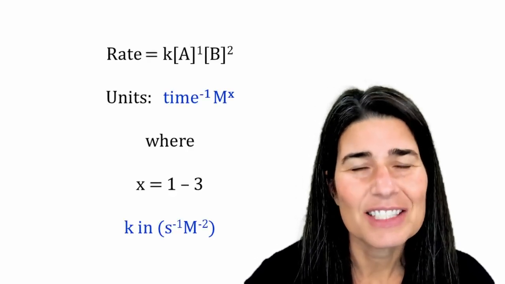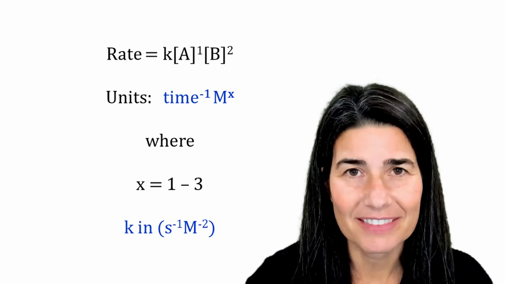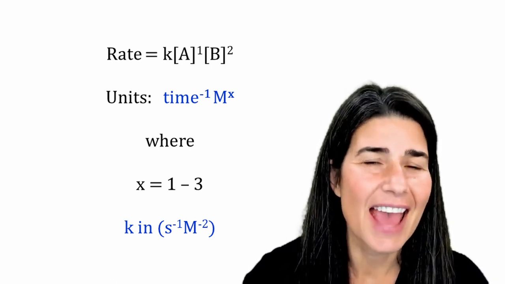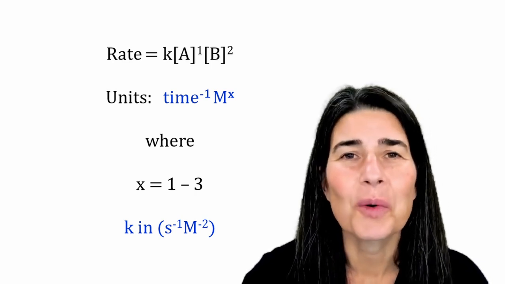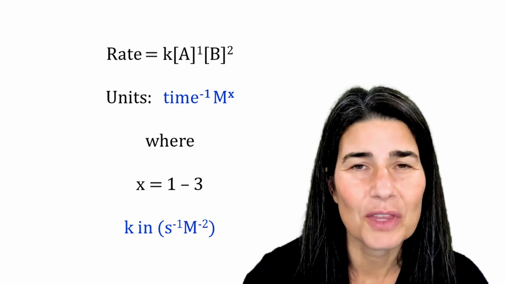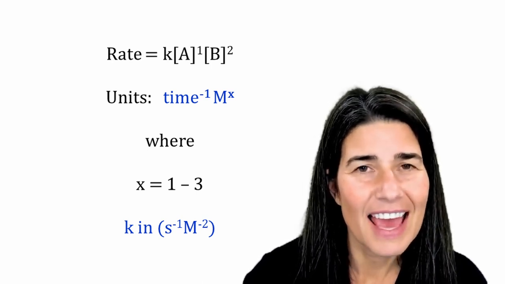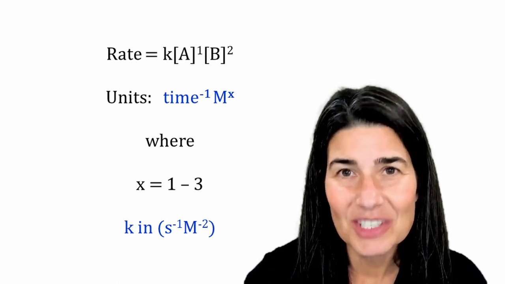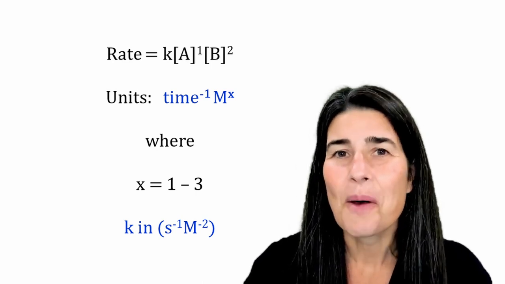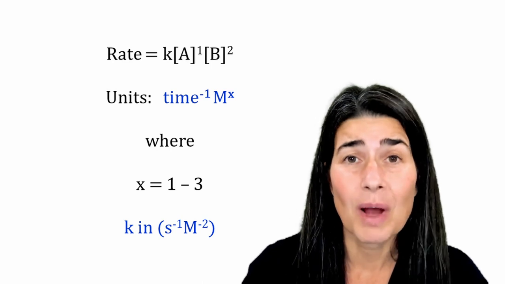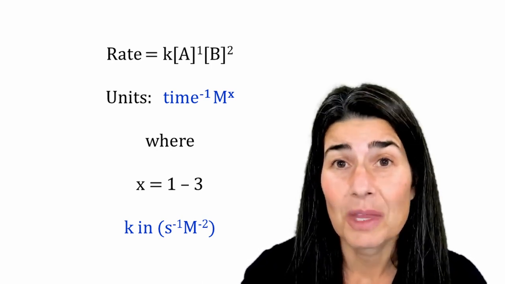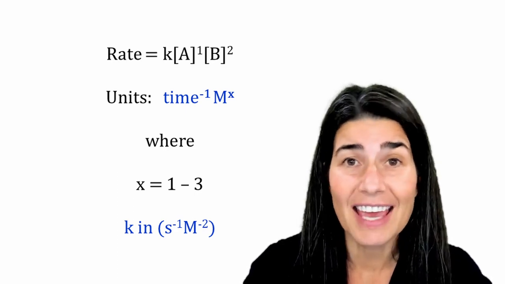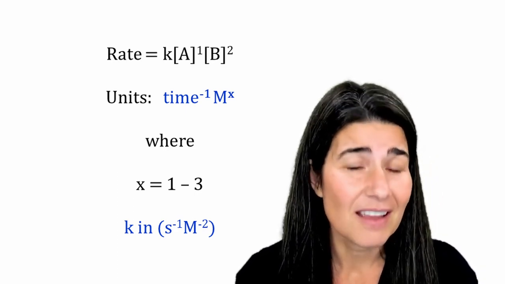Okay, let's try one more. What if you had a rate law that said rate equals K, A to the 1st power, B to the 2nd power? First thing I know, if it says rate equals K, A^1, B^2, is that the overall order is 3. So if I asked you for the units of K, you would say K is in seconds to the -1, molarity to the x power, where x is 1 minus the overall order of 3. 1 minus 3 is -2. So the molarity is to the -2 power, and overall K has units of s^-1, M^-2.